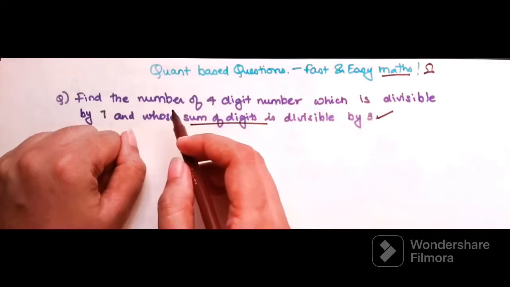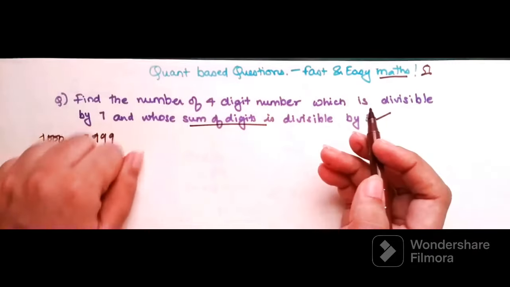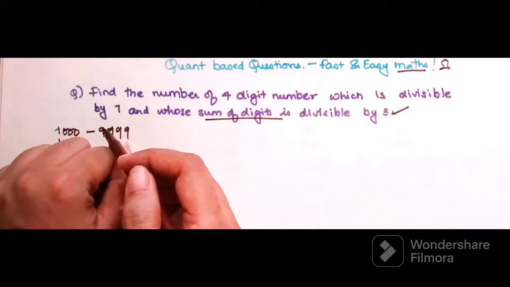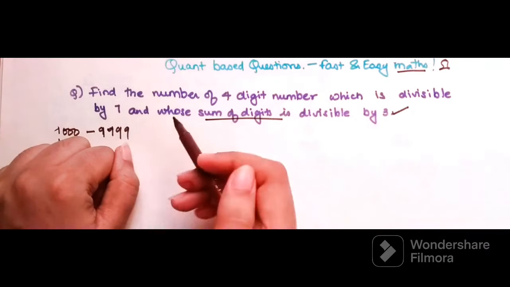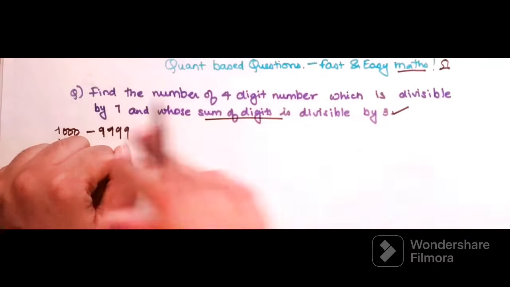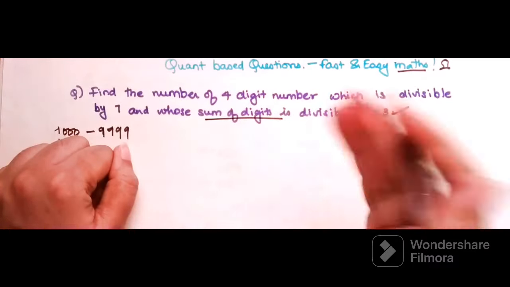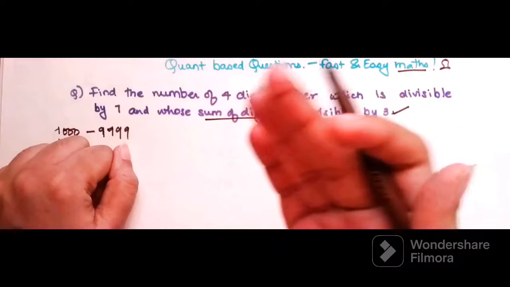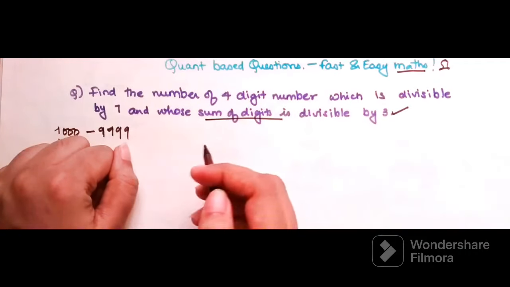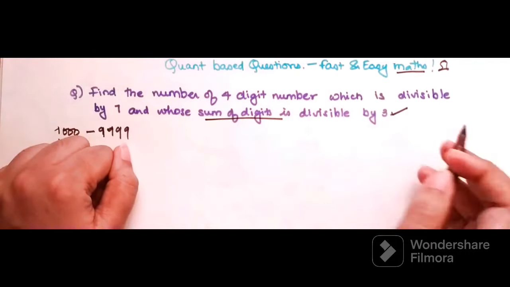Over here, we need to find the number of 4-digit numbers. So we know that the lowest 4-digit number is 1000, and the biggest 4-digit number is 9999. We need to check those numbers which are divisible by 7 as well as 3, and figure out how many such numbers are available. So first things first, we will check the divisibility test of 3 because that is much easier.